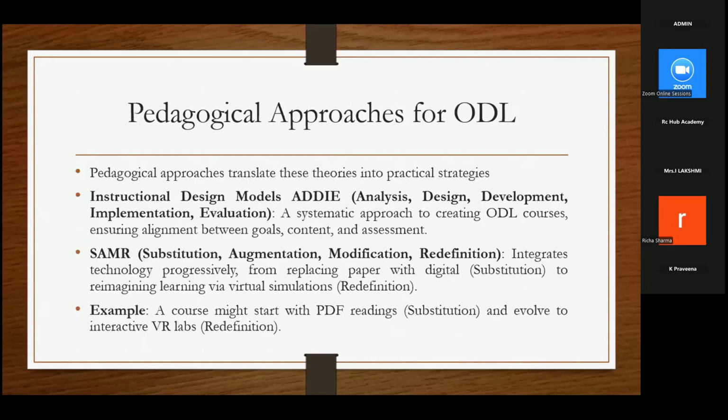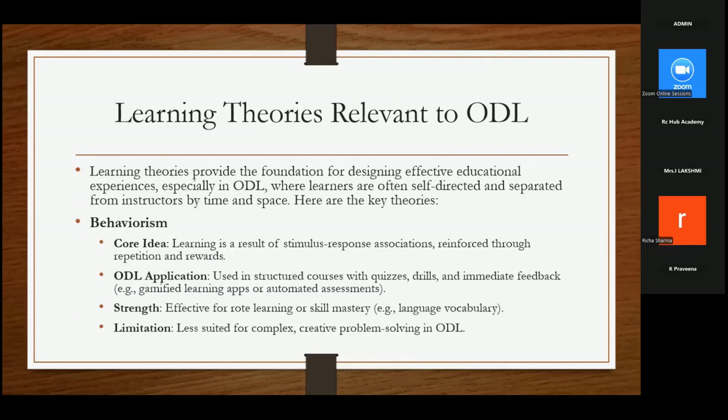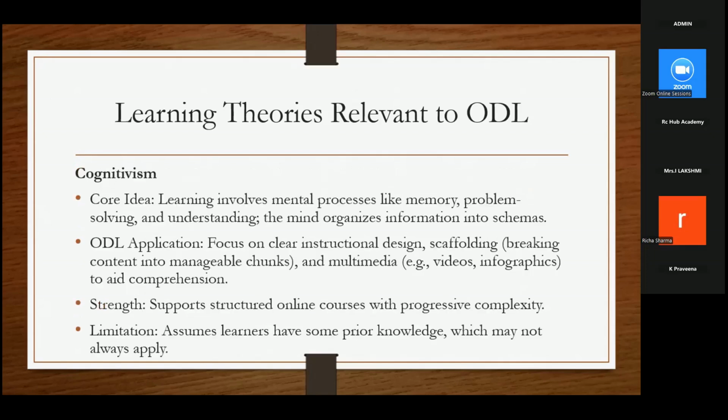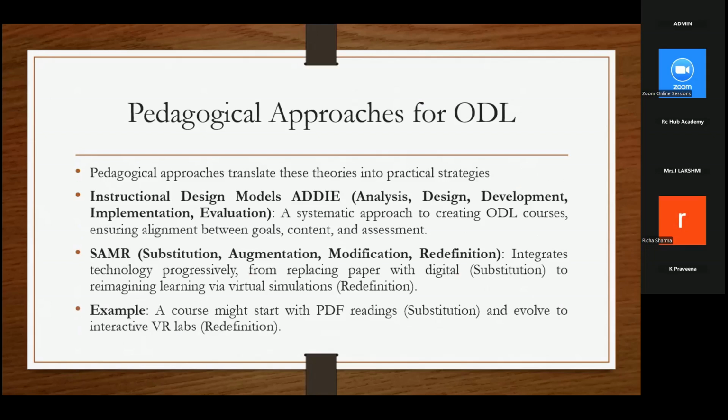And the next one, so these are all the criteria which come under the learning theories relevant to open and distance learning: behaviorism, cognitivism, constructivism, connectivism, self-directed learning, and the pedagogical approach. Nowadays in recent education systems, pedagogy plays a vital role. What different learning or teaching methodologies can be used here as practical strategies? One is called the ADDIE strategy, which is very, very important.